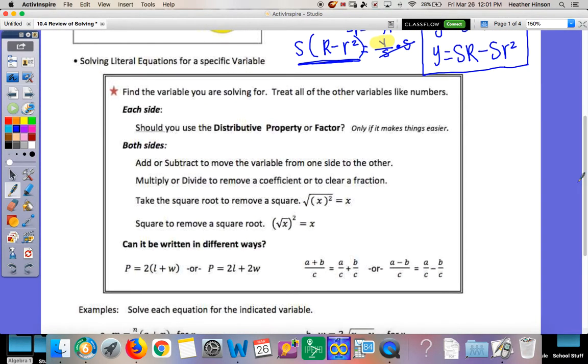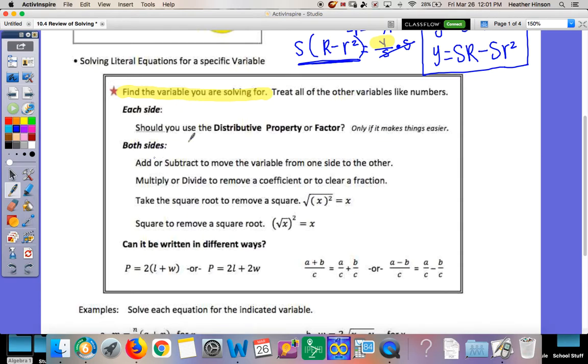So some quick notes to review how we solve literals. Remember to find the variable that you're solving for. Underline it, circle it, highlight it, whatever you need to do so you know I don't need to mess with that letter if at all possible. There are very few cases where you actually mess with that letter. You're going to treat everything else like a number. You can add everything else, you can subtract it, multiply it, divide it, distribute it, whatever. You can do anything you need to the other letters.